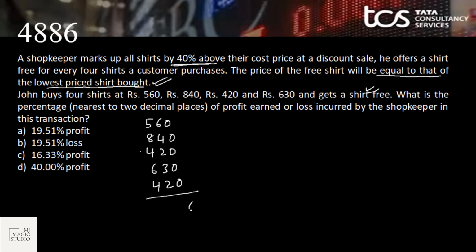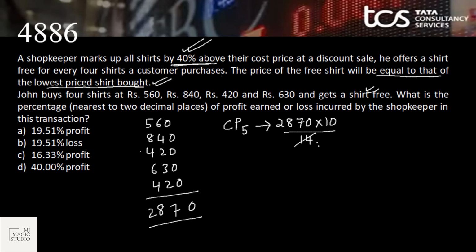Let us see the selling price of all the 5 shirts. The total is 2870. Now this price is 40% above the cost price. That means cost price of the 5 shirts which the shopkeeper has sold is 2870 into 10 by 14. So this would be 2050, which is the cost price of 5 shirts sold by the shopkeeper.